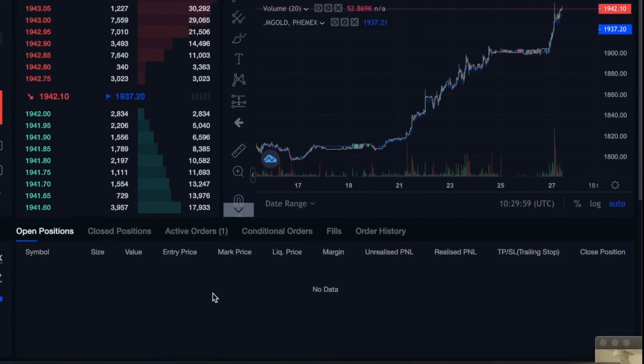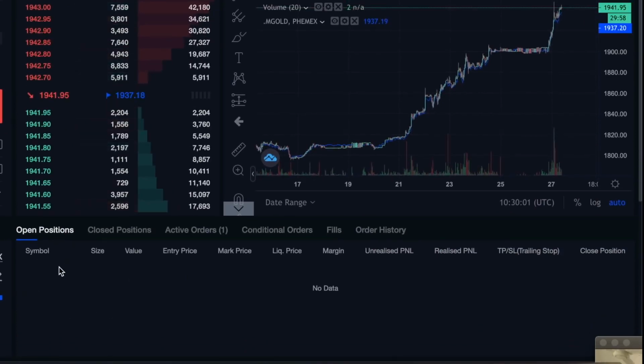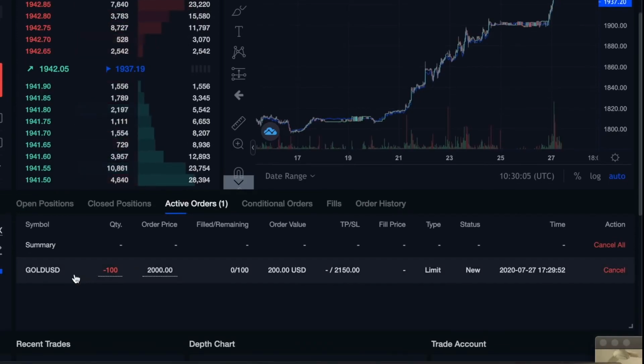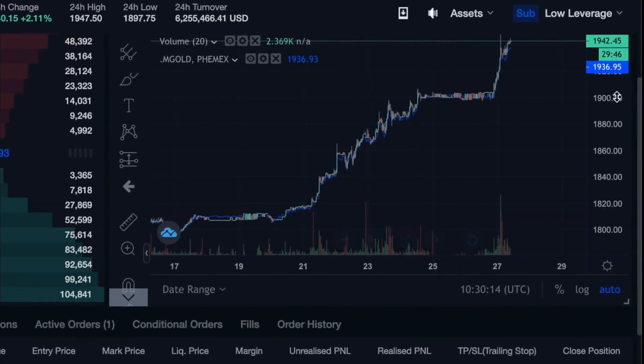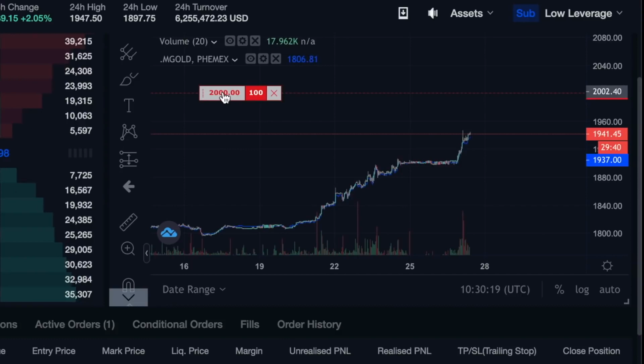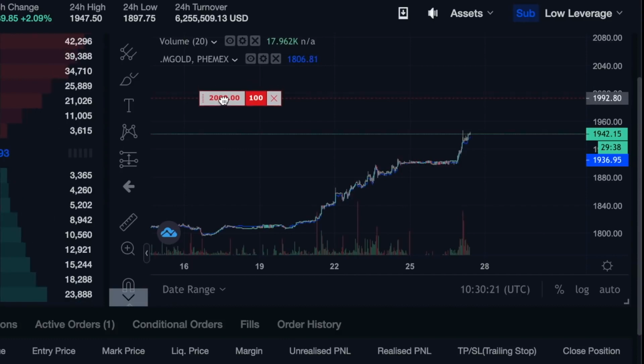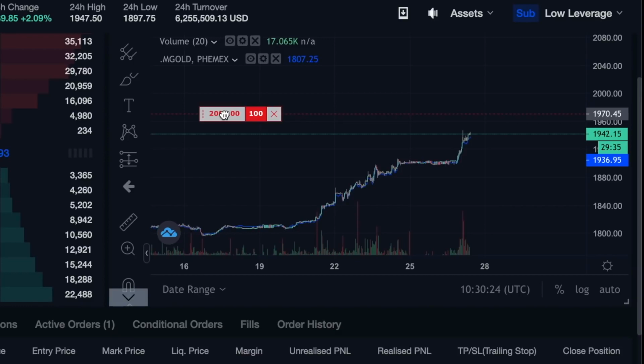Of course, you cannot see any position here because the position is not open yet. It's over here under active orders. Here you can see that Phemex will sell 100 contract worth of gold at $2,000. And if we go over to this trading view here yet again, you can see our position up here. Let's say I changed my mind. I want to sell gold at 1,970, then that's fine. I just put it down like that.